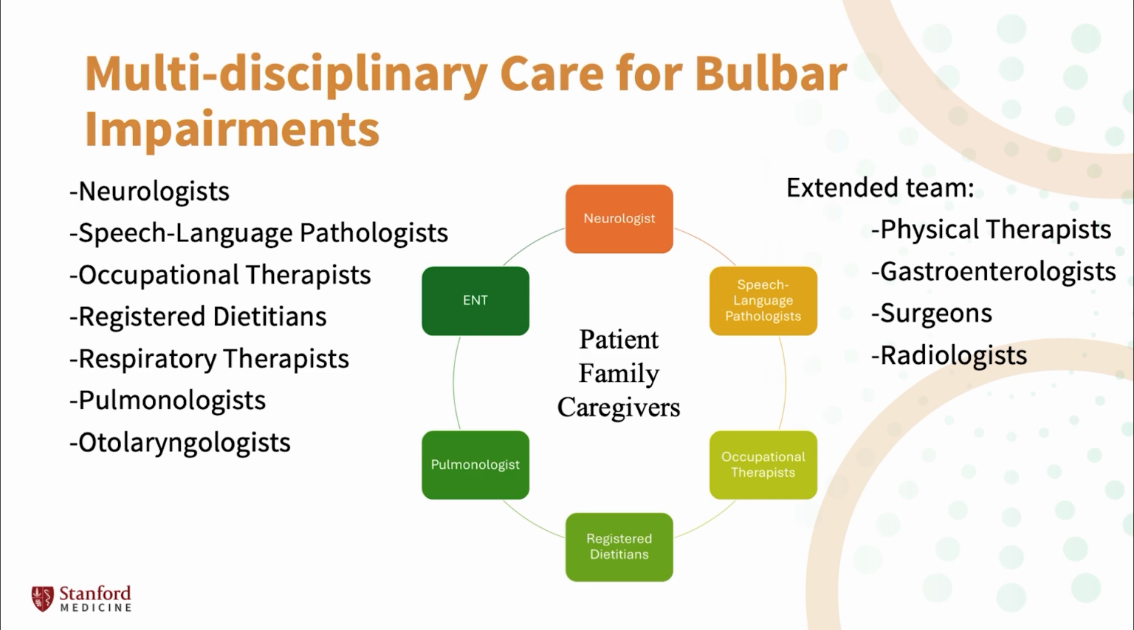When we talk about bulbar dysfunction, we are also talking about a really extended team. Physical therapists do play pivotal roles in positioning for oral intake or for communication. Many of our patients are also seeing gastroenterologists, in part for some dysphagia issues. And then the surgeons placing feeding tubes, the radiologists reading the studies, everyone is involved in the care of bulbar dysfunction. But at the heart of it is our patients, their families, and their caregivers.